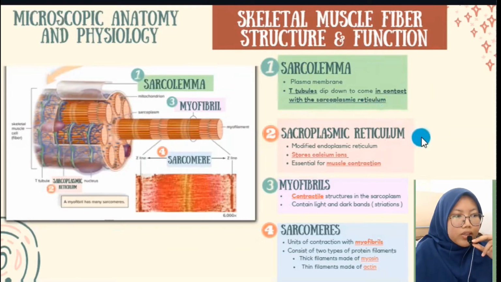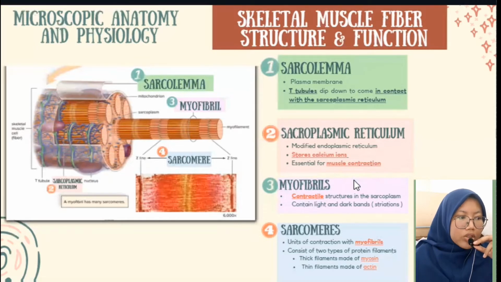So we move to the second skeletal muscle fiber structure, which is the sarcoplasmic reticulum. The sarcoplasmic reticulum consists of expanded portions of modified endoplasmic reticulum. This modified endoplasmic reticulum serves as storage sites for calcium ions, which are essential for muscle contraction. In this structure, there are hundreds or even thousands of myofibrils, which are the contractile portions of a muscle fiber.